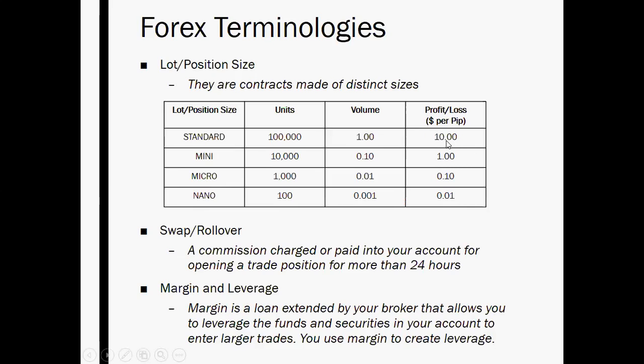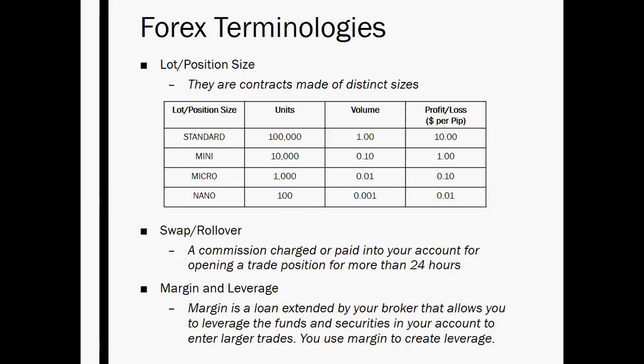So, for example, the example we used earlier, that we calculated 80 pips. If you are using a standard lot, that would have been 80 pips times $10. That would have been $800 for 80 pips. Now, a mini lot size is 10,000 units, and that's 0.10 volume. And the profit or loss here is simply $1 per pip. So for that 80 pips, if you are using a standard lot, you are making $800. But if you are using a mini lot size for 80 pips, you are making $80. So you can see the difference.